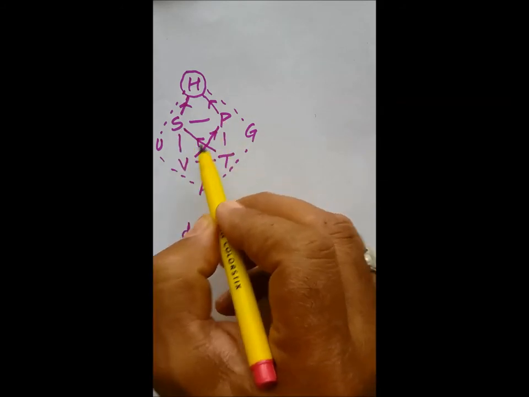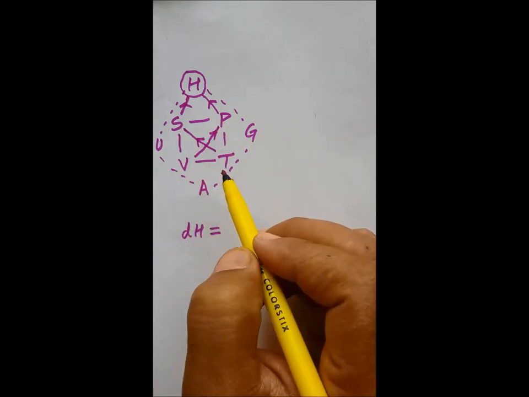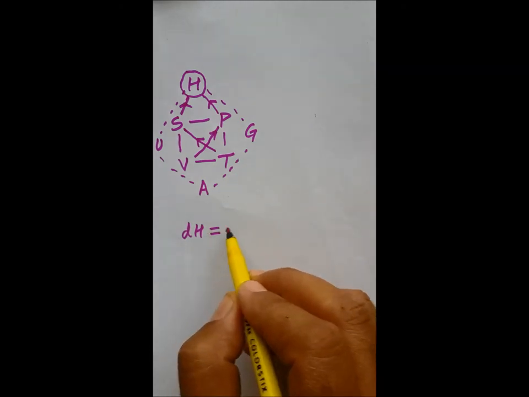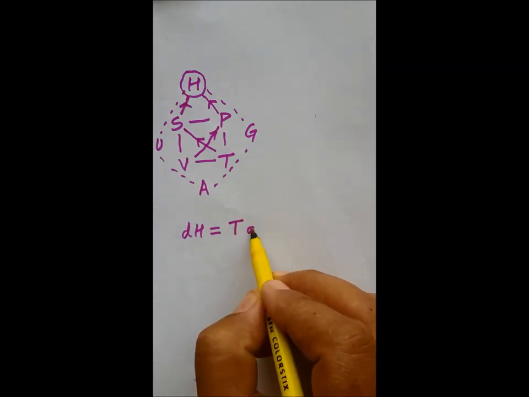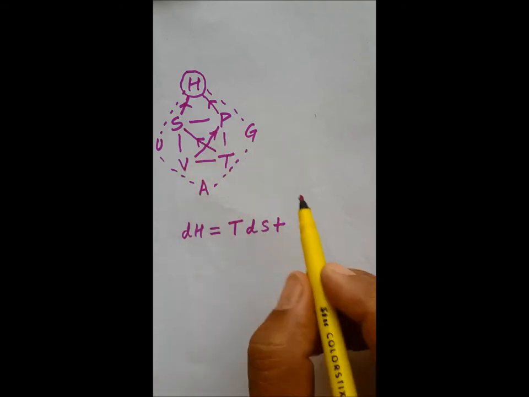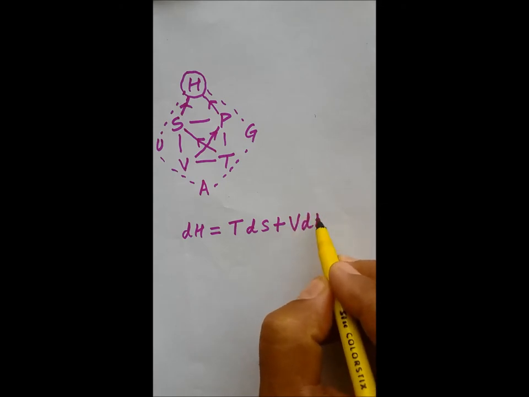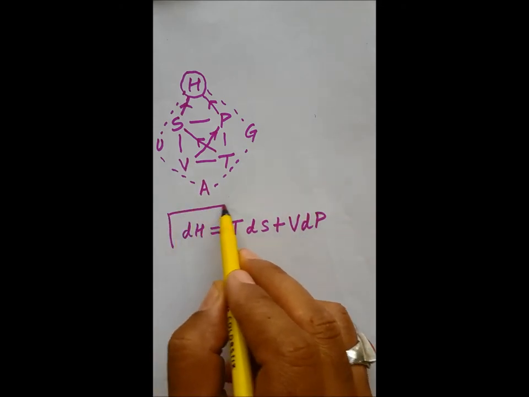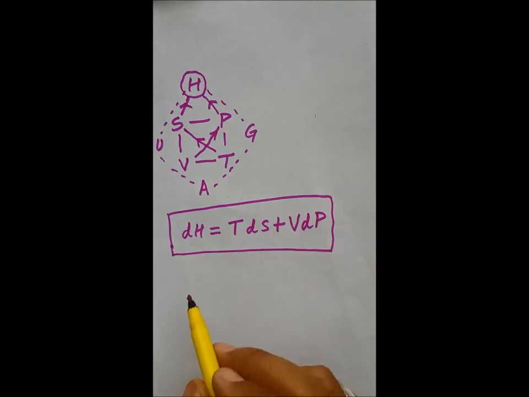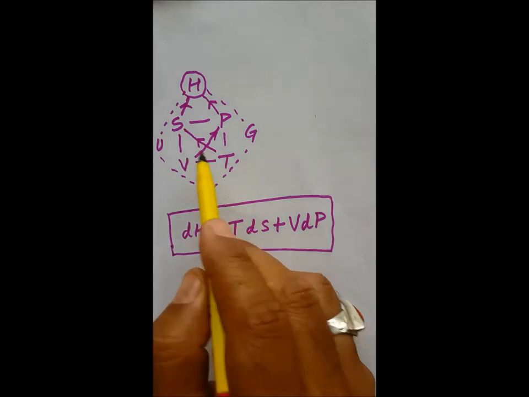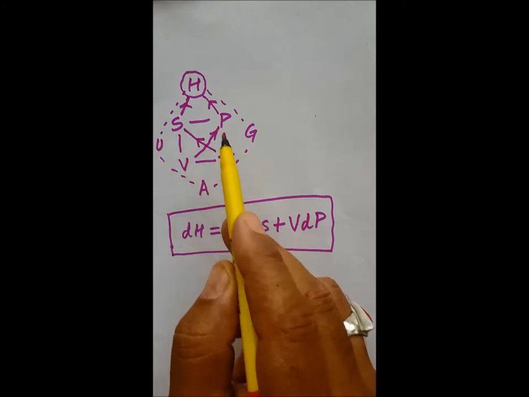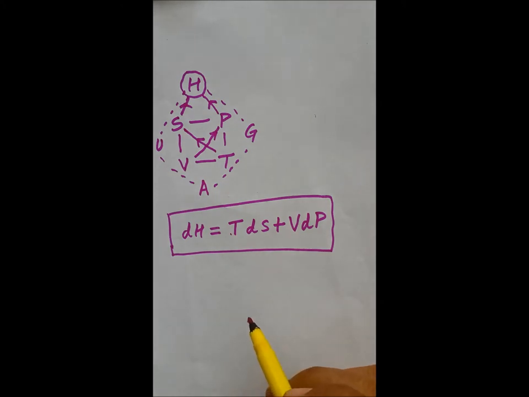Now diagonally we go to S from T, and to P we go from V. Both arrows go up, so the sign is again positive. Same rules are applied. Now dH is equal to T dS plus V dP. So this is the differential equation for H. As both arrows go up, the sign is positive.